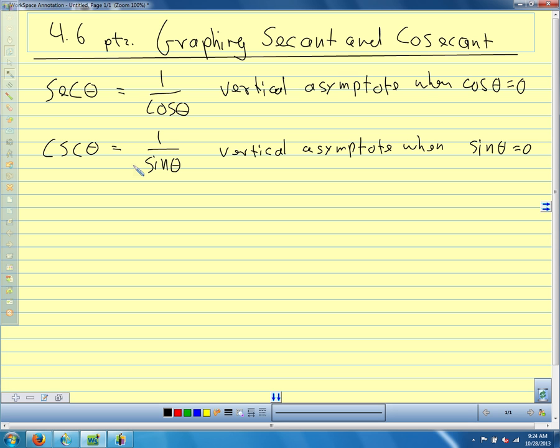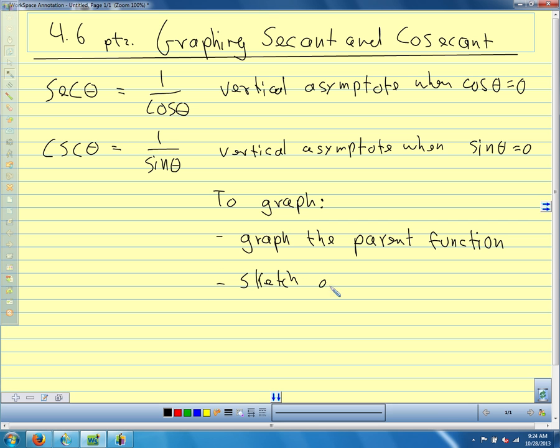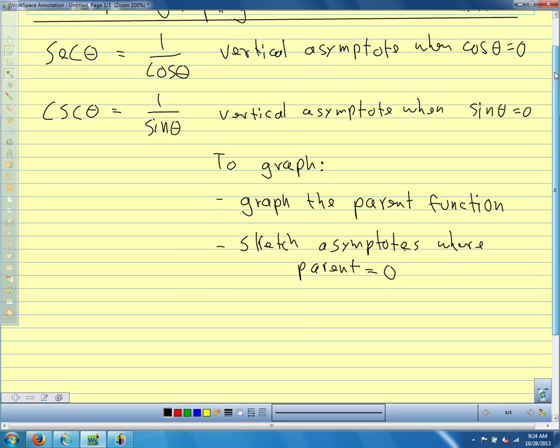To sketch these graphs, our first step is to graph the parent function. By parent function, I mean for secant, we're going to graph the cosine, and for the cosecant, we're going to graph the sine, which we already know how to do. Then we sketch asymptotes where the parent function equals 0. That's easy from our graph. It's just where the parent function crosses the x-axis. So we'll be able to see right away where our asymptotes go.